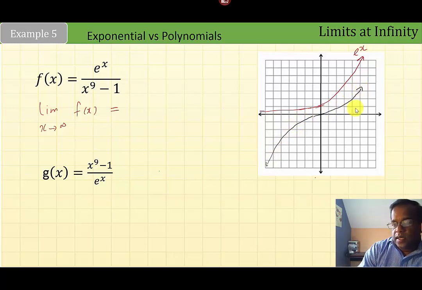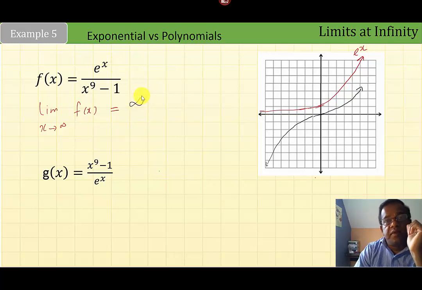Now, as you see here, as x approaches infinity, both of them go to infinity. However, e to the x goes much faster to infinity than any polynomial function. This doesn't have to be x to the 9. Even x to the 99, still e to the x goes faster than that as x approaches infinity. The result is infinity, because the numerator goes to infinity faster than the denominator.